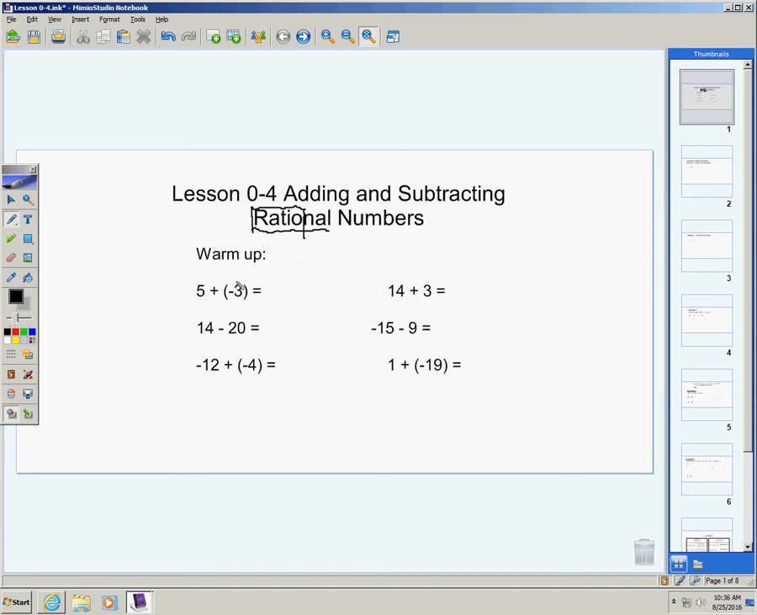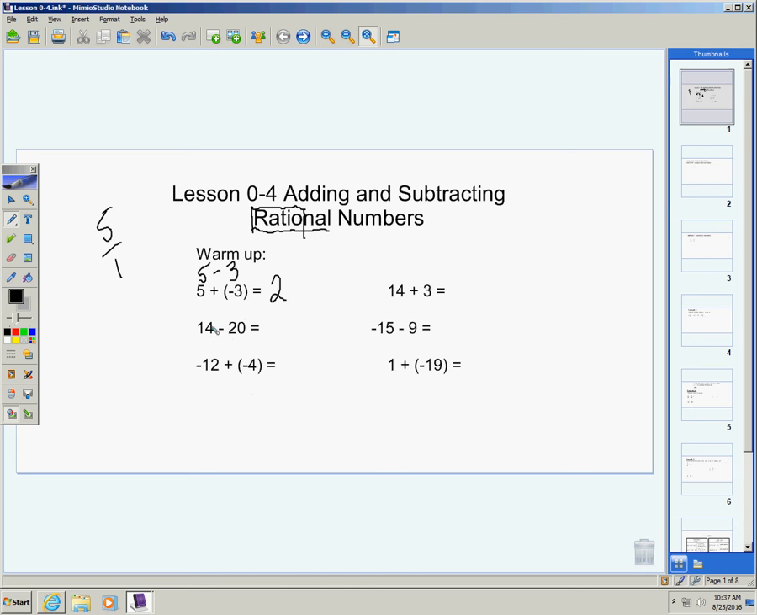Okay, for our warm-up, just adding and subtracting some numbers. These are technically rational because 5 can be written as 5 over 1. However, you probably think of these more as being whole numbers or, when they're negative, integers. So for our first one, we have 5 plus negative 3. And what hopefully you remember is that adding a negative is the same thing as subtracting a positive. So what that means is 5 plus negative 3 is the same thing as 5 minus positive 3, or 5 minus 3. And to me, 5 minus 3 looks a lot easier than 5 plus negative 3, and 5 minus 3 is just 2.